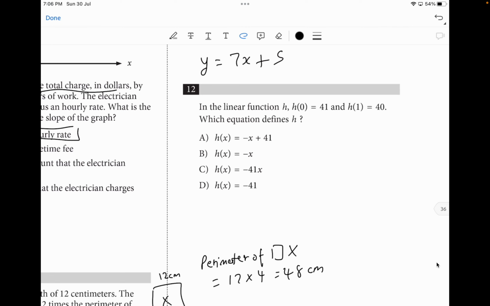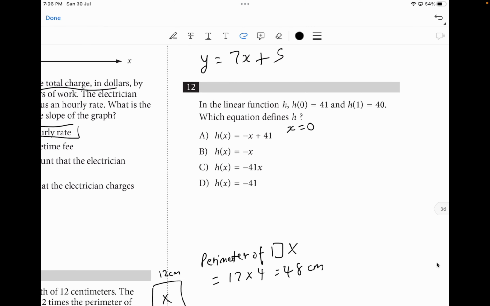So I mean, we can try that out. So let's start with the first equation. That's most likely what I'm also going to be doing. So x is equivalent to 0. So we're going to try with the first equation here. I'm just going to label this correctly. So this is the first equation. So we're going to try the first method. So h of 0 is equal to negative 0 plus 41, which gives you 41.